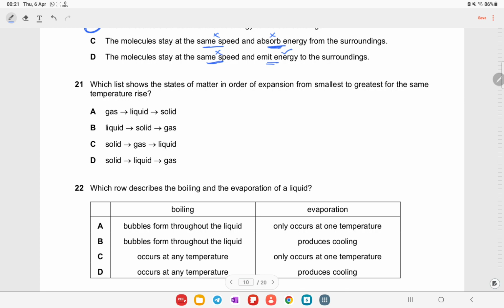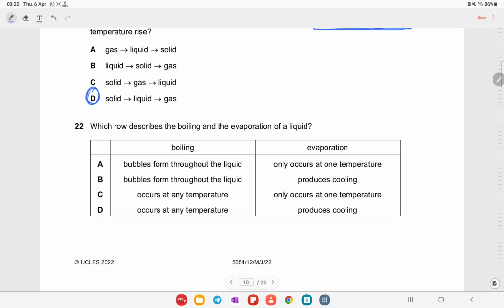Okay, 21. Which list shows the states of matter in order of expansion from smallest to greatest? So now pay attention to the questions, because the examiner is going to ask you tricky questions. You see the expansion is from smallest to greatest. So solids have the smallest, then liquids, and then gases.